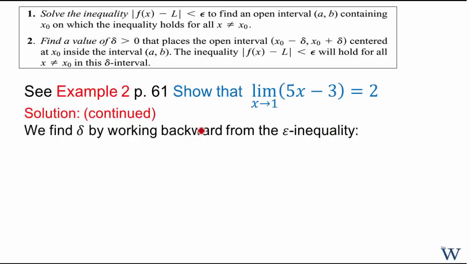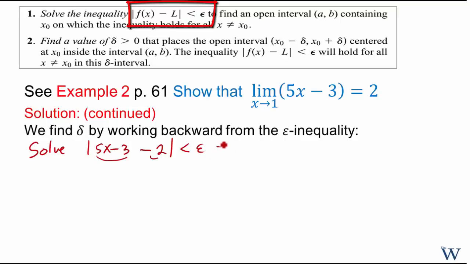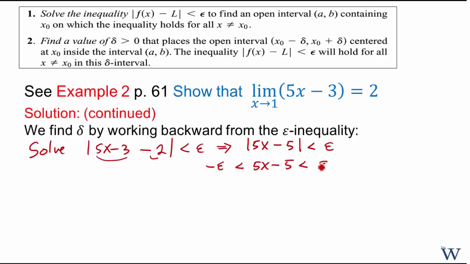So we solve first |5x minus 3 minus 2|. See, this is now your |f(x) minus L| less than epsilon. If we do that, what we'll get is |5x minus 5| is less than epsilon, which is equivalent to solving the inequality: 5x minus 5 is between minus epsilon and epsilon. Now we add 5 everywhere, so 5x is between 5 minus epsilon and 5 plus epsilon.